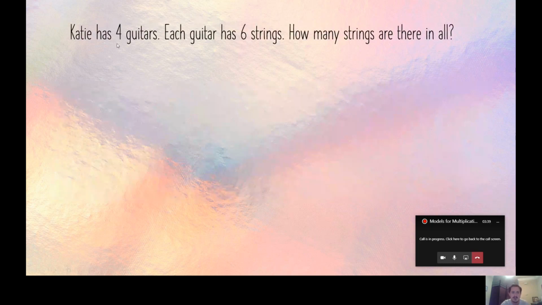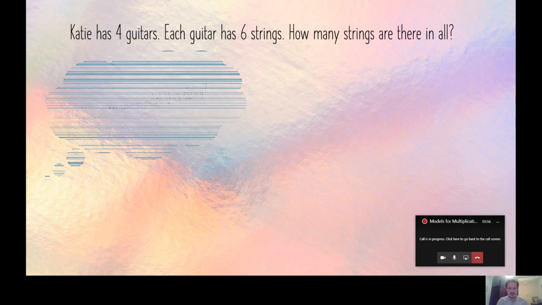All right, we're going to try a problem now. This problem says Katie has 4 guitars. Each guitar has 6 strings. How many strings are there in all? Well, I'm not just going to add 4 plus 6 because that's not really what the question is asking. It's saying each guitar has 6 strings. So let's think about how to solve this.